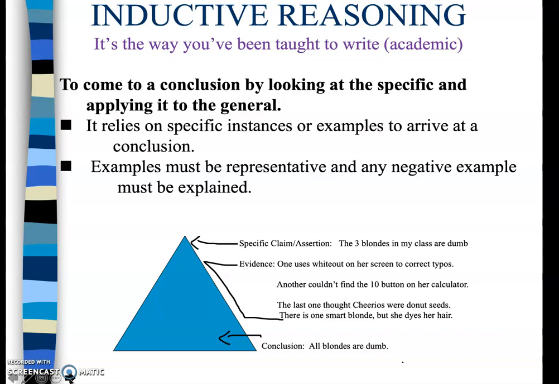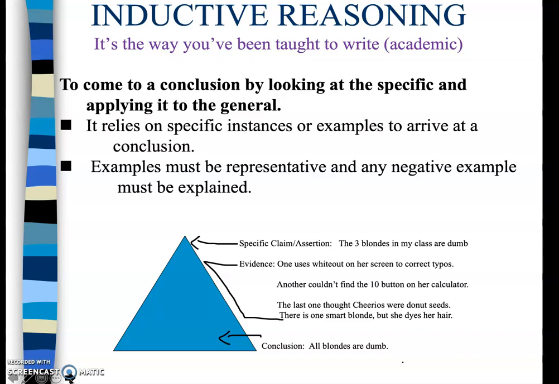And so I bring up some evidence. One uses whiteout on her screen to correct typos. Another blonde, well, she can't even find the 10 button on her calculator, and so she says she can't do algebra. The last one, well, she thought the Cheerios were donut seeds. Okay, those three blondes are clearly not the brightest bulbs in the classroom, and so they very much support whatever it is that your assertion is.